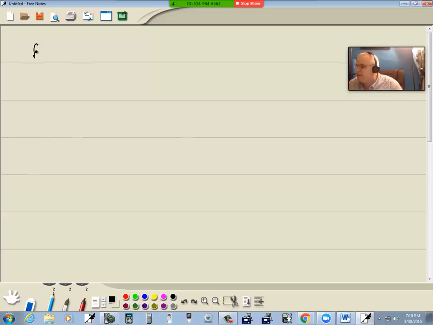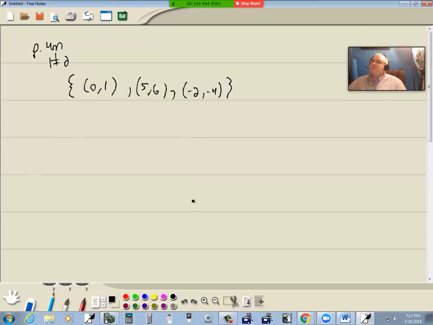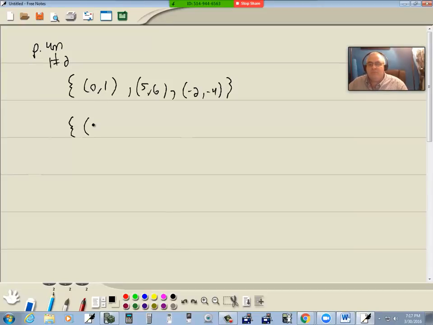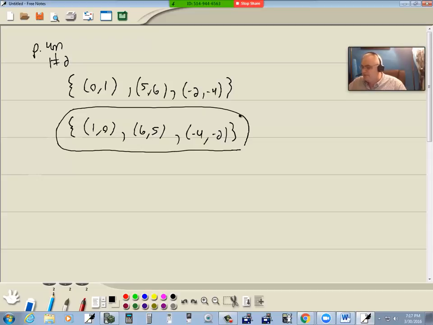Number 2 on page 400. We got (0, 1), (5, 6), and (-2, -4). And it says find the inverse of the relation. Well, I said you're going to interchange x's and y's, swap them. So (0, 1) becomes (1, 0). (5, 6) becomes (6, 5). And (-2, -4) becomes (-4, -2). And that'd be my answer.